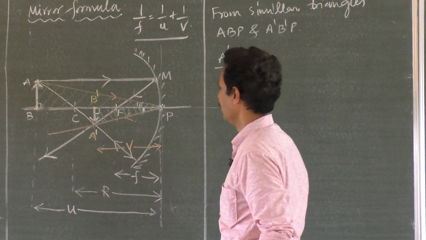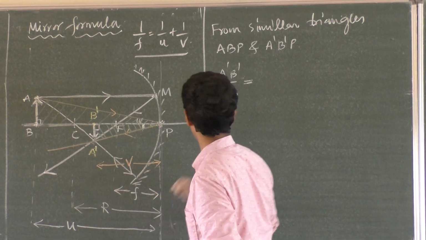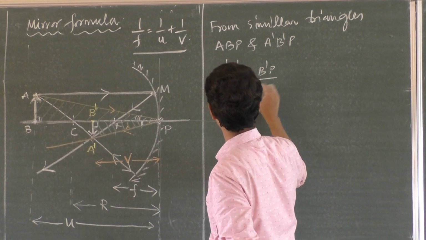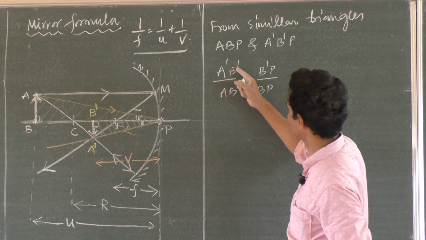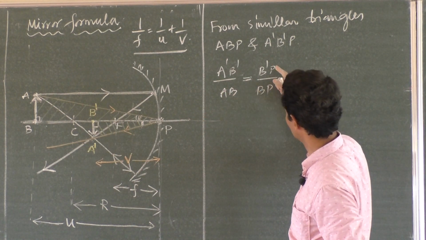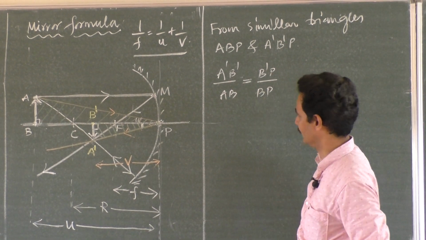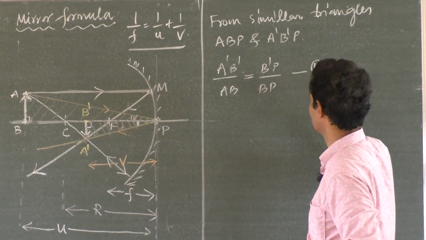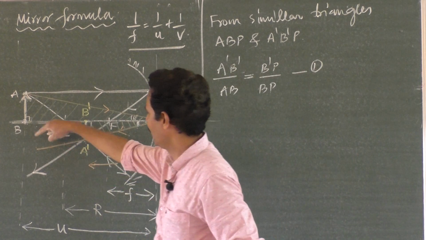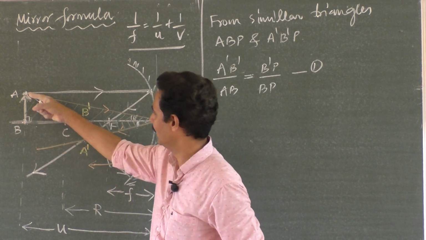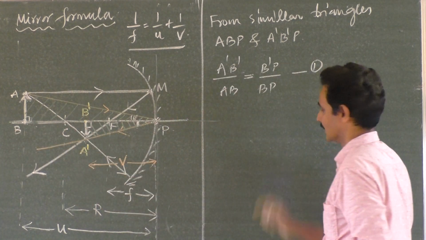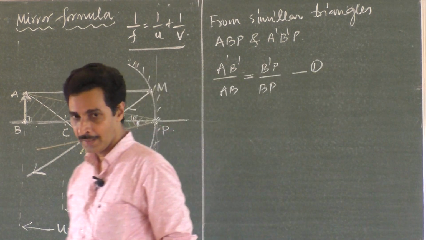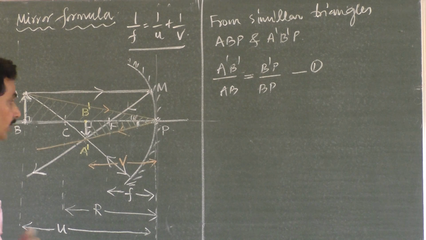In the same way, B dash P should be smaller and BP should be so much larger. If this is 2 times smaller than this, then this should also be 2 times smaller than this. So the ratio of corresponding sides should be the same. So A dash B dash by AB is equal to B dash P divided by BP. Yes, that is one equation.